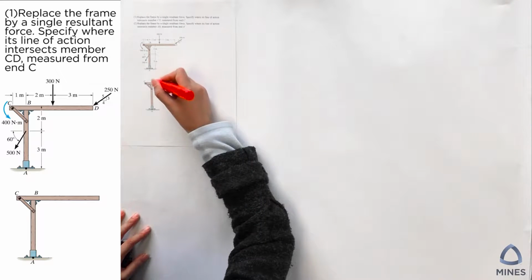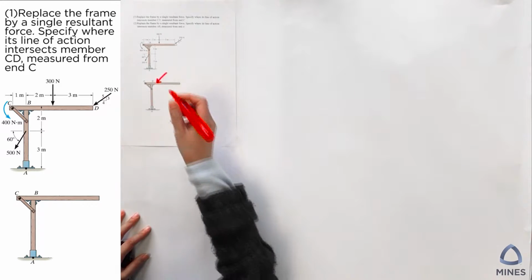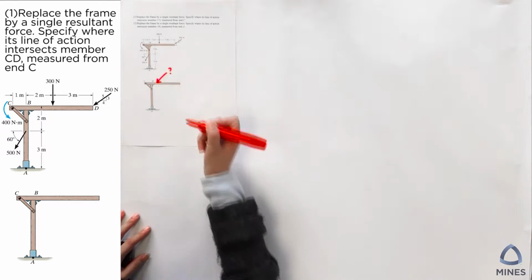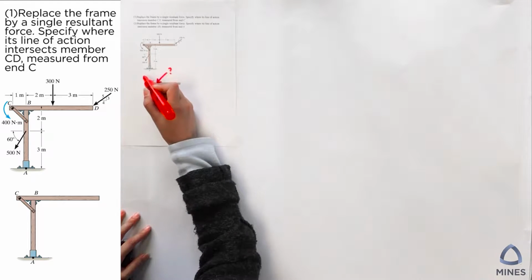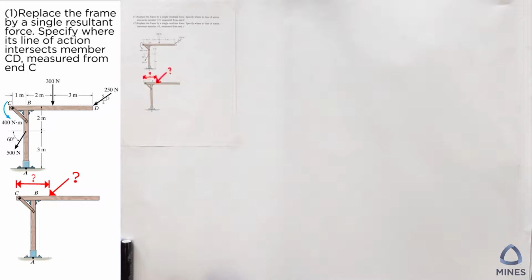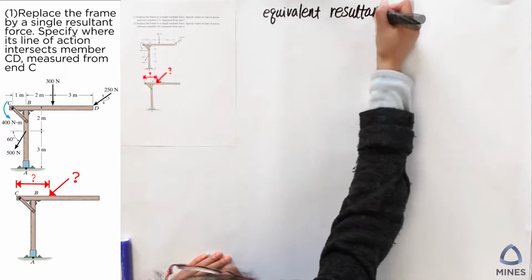So what does this mean? It means that we're probably going to have a load here, and we need to figure out how much this load is and where it should be placed in the whole system. So the first step is trying to find out the equivalent resultant force.